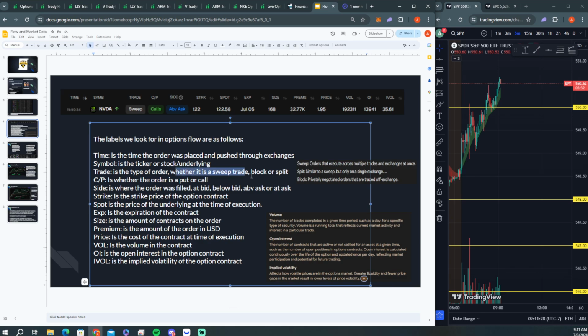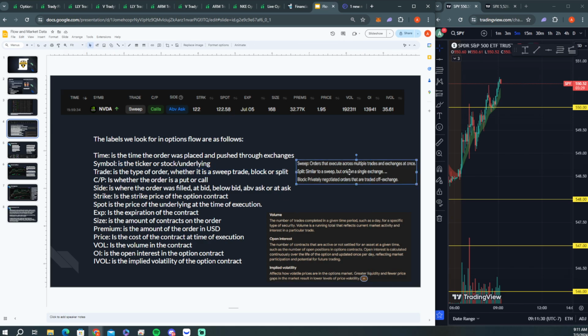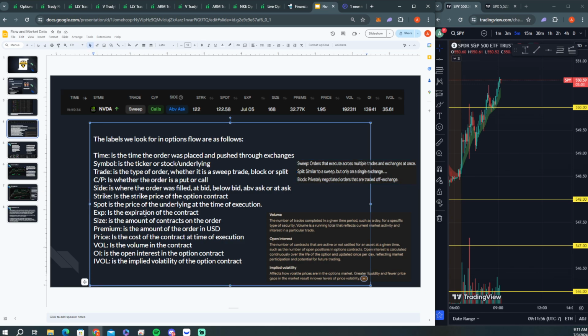The trade is the type of order, whether it's a sweep trade, block, or split. And then I have the definitions of which each one of those mean. The sweeps are the big ones that you really want to be paying attention to. Those are multiple orders across different exchanges, and those are the really big ones. And the ones that, I mean, you can pay attention to, but I don't really, are split trades and then block trades. And the definitions are there for you to read if you'd like. And then C and P is obviously call or puts.